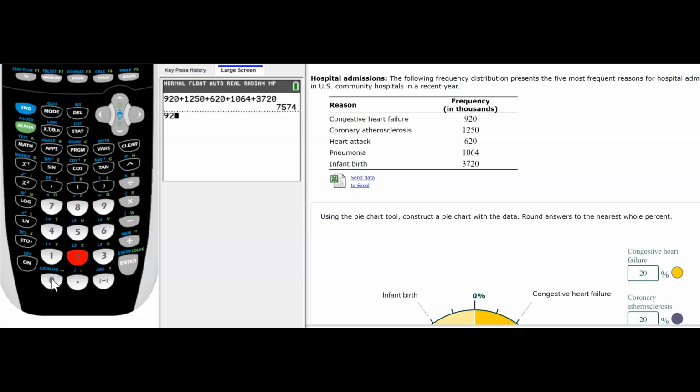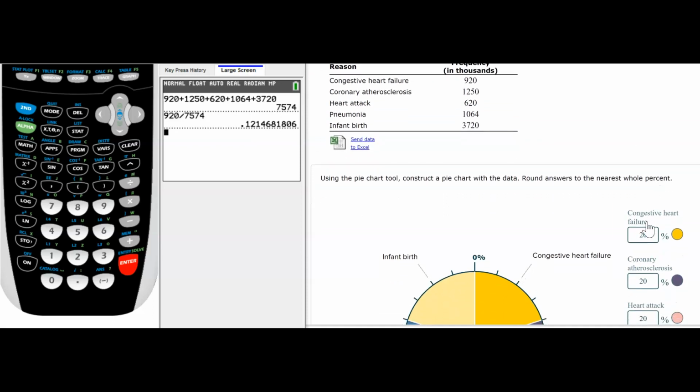So we could say 920 divided by 7,574, and we get a little over 12%. You'll notice when you're using the pie chart tool, construct a pie chart where we round answers to the nearest whole percent. So to the nearest whole percent, this is 0.12 or 12%. So when I'm entering my answer in Connect, I would come over here and say 12 for 12%.